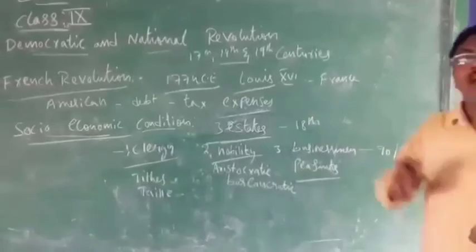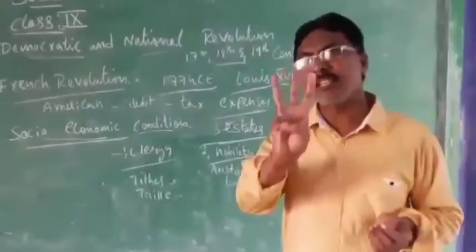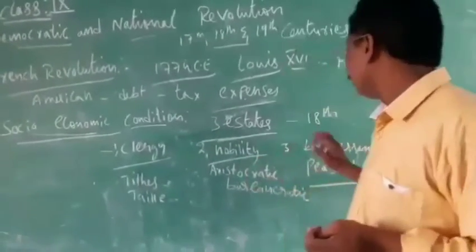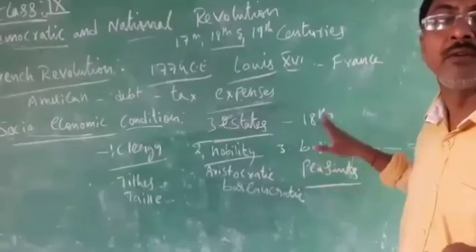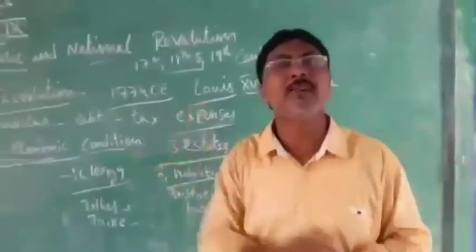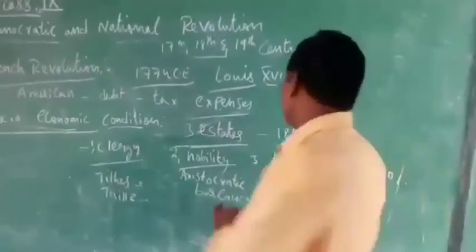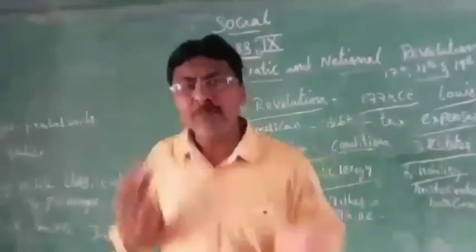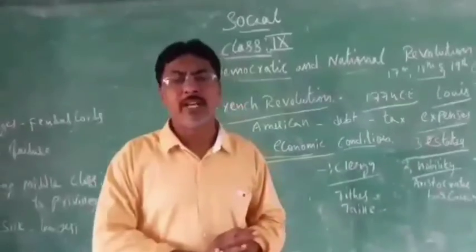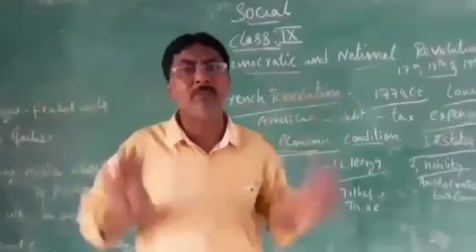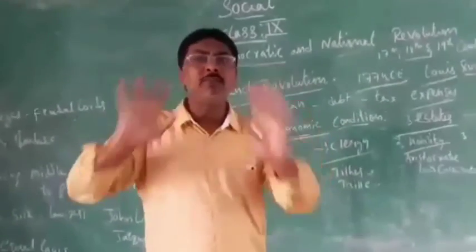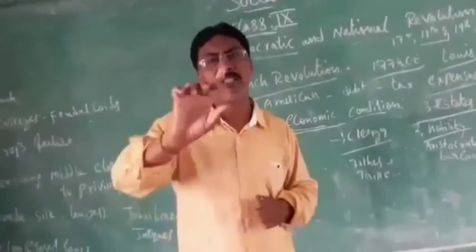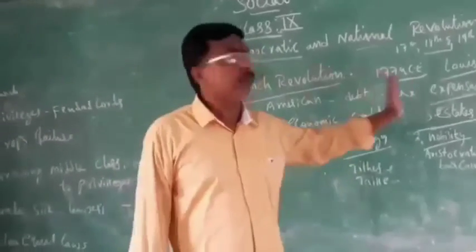Once again, I am telling you, in France 3 estates are there. The first estate is clergy, the second estate is nobility, the third estate is middle class, and most of the people are in the middle class only. And one thing I tell you: in France, 90% of the people are third estate people. Only 10% are first estate and second estate.